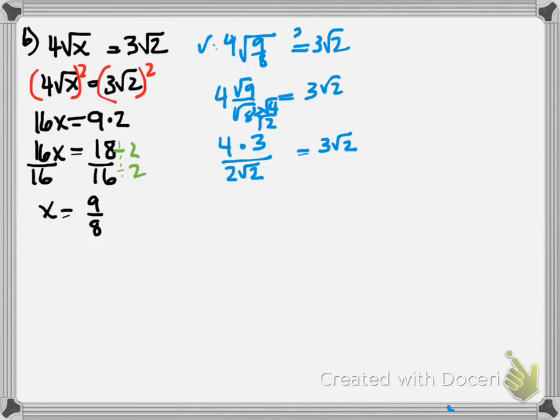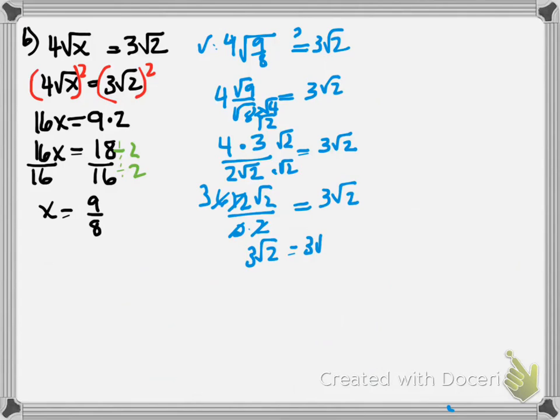We cannot leave a radical in the denominator, so I'm going to multiply top and bottom by radical 2. On the top, I have 12 radical 2 over 2 times 2. Well, 2 goes into 12 6 times, 2 goes into 6 3 times, and I get 3 radical 2 equals 3 radical 2. So what that says is, yep, x equals 9/8.